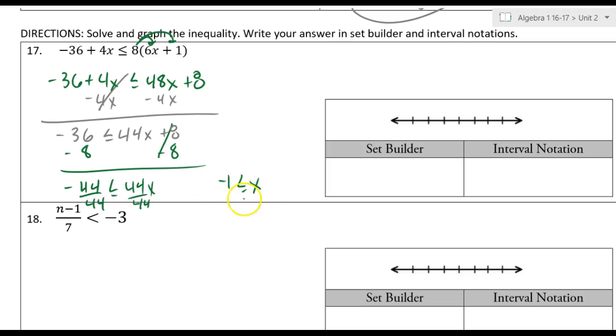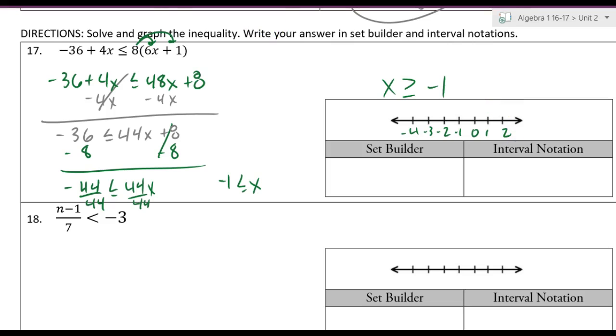We never want to write it in this way, though. We always want to write it as the x first, so we flip our inequality, x is greater than or equal to negative 1. So negative 4, negative 3, negative 2, negative 1, 0, 1, 2. Because it is an or equal to, I have to do a solid dot. Because it's greater than, I'm going to the right.